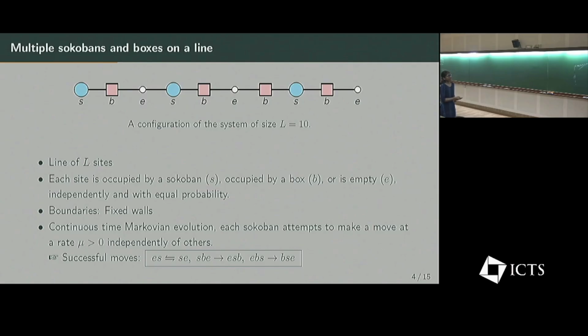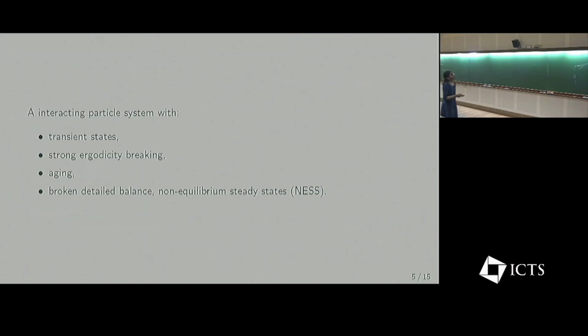And these are the successful moves. If the Sokoban attempts to jump to an empty site that is next to it, then the move is successful. Or if it is trying to push a box to an empty site next to the box, then the move is successful. So this involves pushing a box to the right, and this involves pushing a box to the left. This is an interacting particle system which shows transient states, strong ergodicity breaking, broken detailed balance, and non-equilibrium steady states, and it also shows aging.